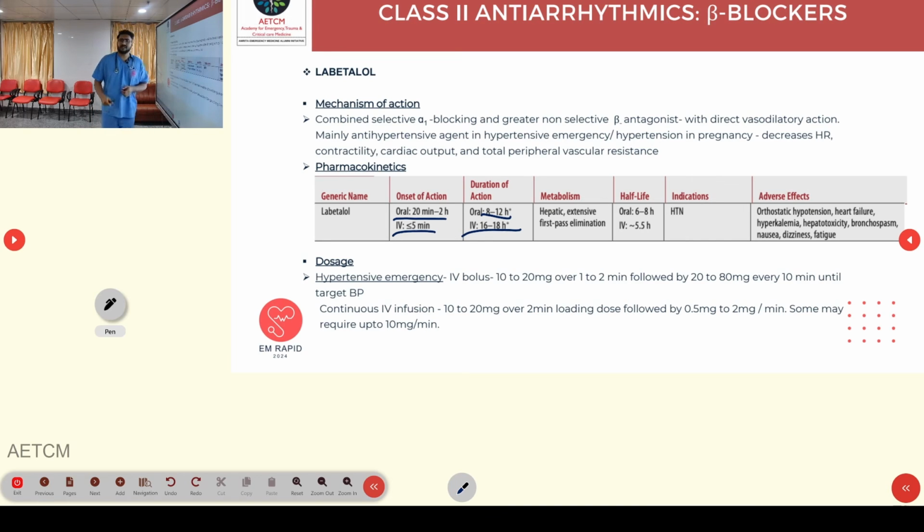Its adverse effects are orthostatic hypotension, heart failure, hyperkalemia, bronchospasm, nausea, dizziness and so on. Dosage-wise, in hypertensive emergencies, we give it as an IV bolus of 10 to 20 mg over 1 to 2 minutes, followed by 20 to 80 mg every 10 minutes until we reach the target BP, or we can start it as a continuous infusion. For continuous infusion, we start with a loading dose of 10 to 20 mg over 2 minutes, and after that continue with 0.5 to 2 mg per minute. Some may require up to 10 mg per minute, which is a very high dose. It is not used as an anti-arrhythmic agent.